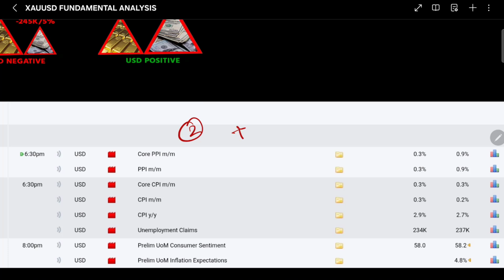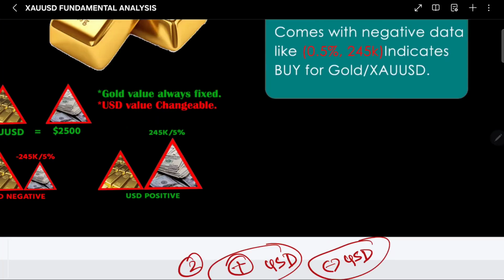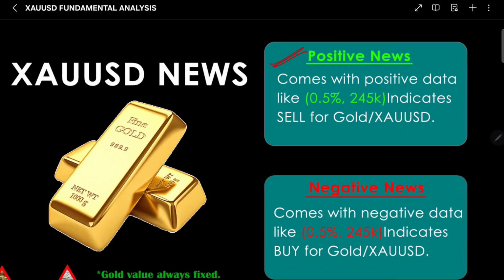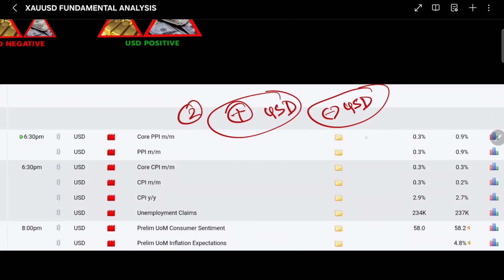One of them is positive news. That means a positive sign for USD, and another one is negative news, a negative sign for USD. So what can we do for that kind of news? How can you identify positive news? Positive news comes with positive data like green 0.5%, green 245k. You can see that here: red, suppose red 5%, means the data came with a negative value.